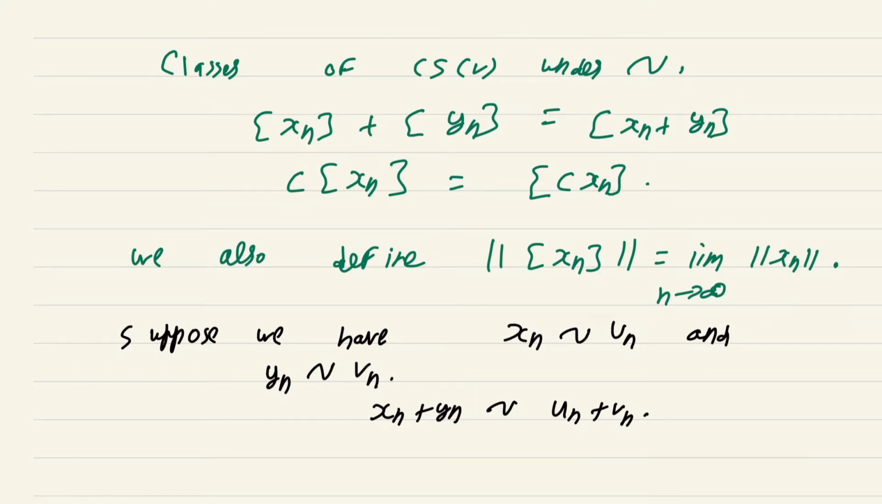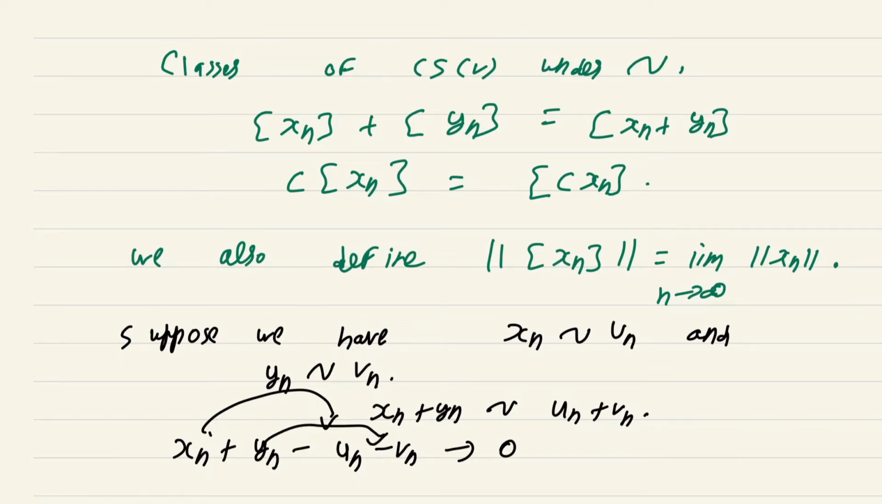But that is easy because xn plus yn minus un minus vn converges to 0, because xn minus un converges to 0 and yn minus vn converges to 0. Therefore, xn plus yn minus un minus vn converges to 0. So the addition operation at least is independent of the choice of representatives. In an exactly similar way, we can check that the scalar multiplication is also independent of the choice of representative.